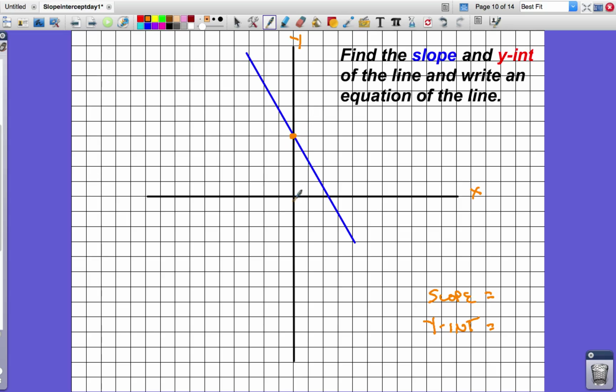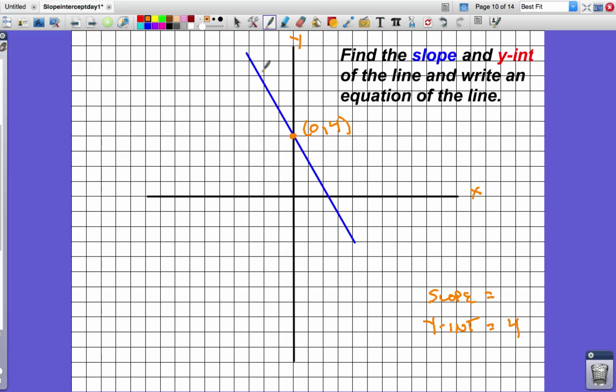Well, let's see. X is going to be 0. But the point goes up 1, 2, 3, 4. So my y-intercept is (0, 4). Now I already got half the problem done. I know my y-intercept is going to be 4. Now I need to figure out what my slope is. So I need to figure out another point on this line and then count my rise over my run.